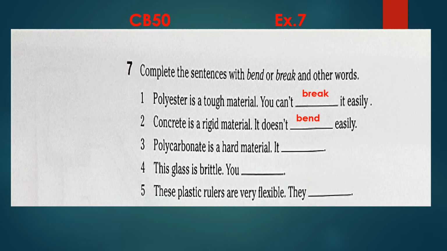Polycarbonate is a hard material. Hard, it doesn't break easily. This glass is brittle, you can break it easily. Finally, these plastic rulers are very flexible, they bend easily.